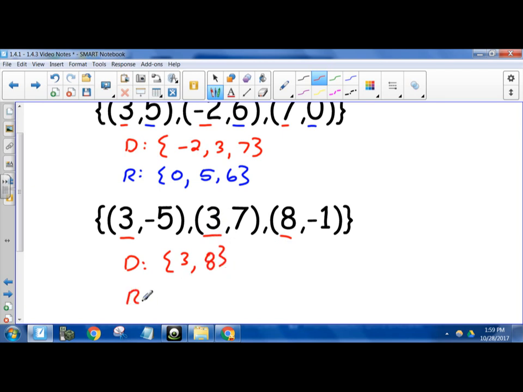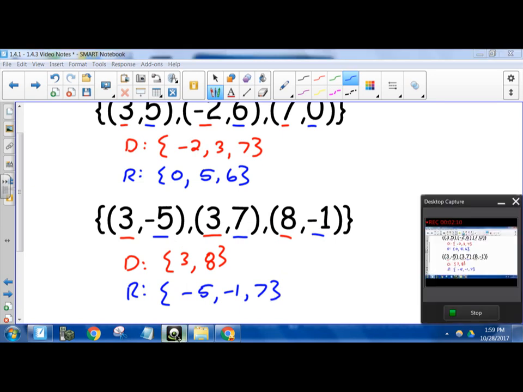brace. And the range, we'll use the blue, keep it consistent here. Let's do a little blue action. The range here is going to be curly brace. So it's negative 5, 7, and negative 1. So it would be negative 5, negative 1, 7, close curly brace. All right, so that is domain and range.